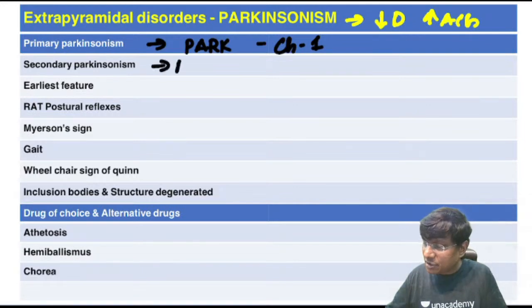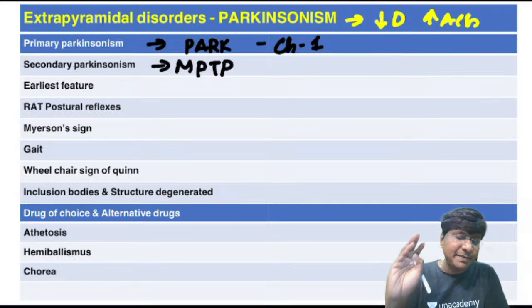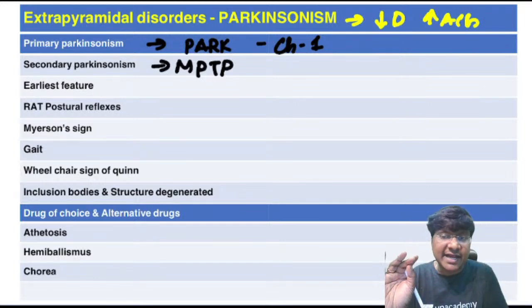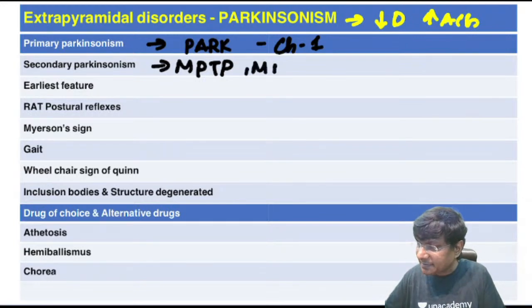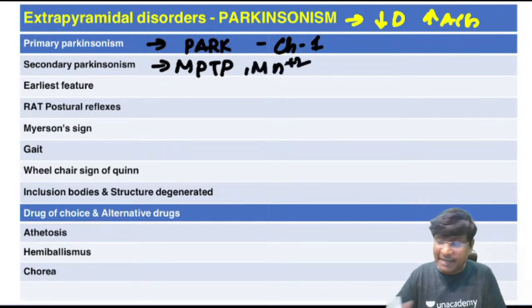Then we also have some toxins. What are these toxins? That is MPTP. What does MPTP stand for? Methylphenyl tetrahydropyridine. That is called MPTP. And the other toxins that can cause Parkinsonism are manganese as well as carbon monoxide.